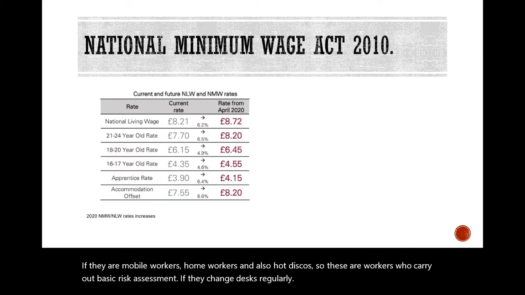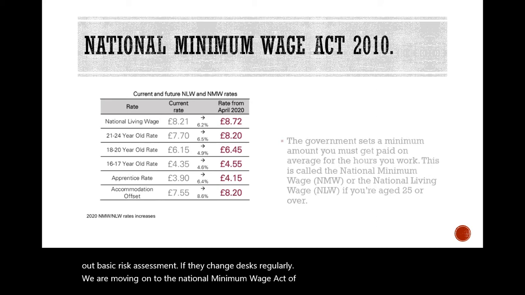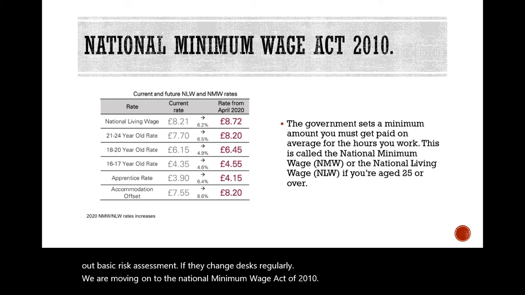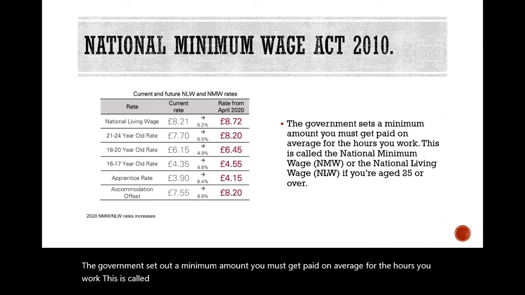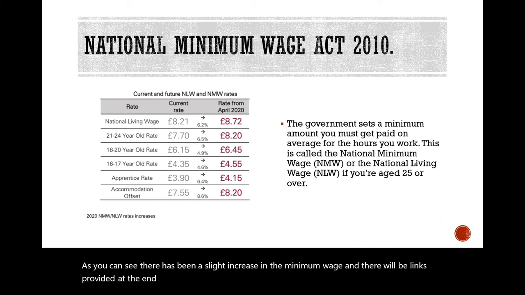We are moving on to the National Minimum Wage Act of 2010. The government sets out a minimum amount you must get paid on average for the hours you work. This is called the National Minimum Wage, or the living wage if you are 25 or over. As you can see, there has been a slight increase in the minimum wage, and there will be links provided at the end of this course for you to explore this further.